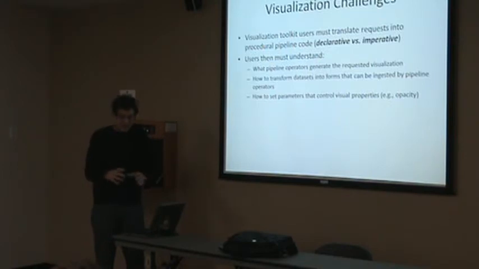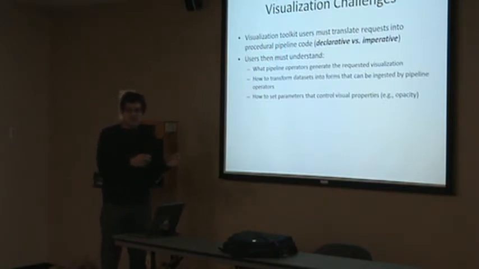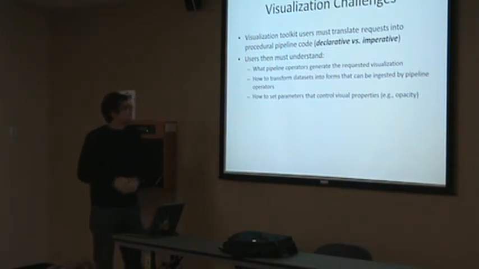Many times you'll say, aha, I found this function that generates the view that I want, isosurfaces or volume, but it only consumes data in format X. My data is in format Y. How do I transform it into that format X that the operator can consume? Additionally, how do you correctly set these parameters?